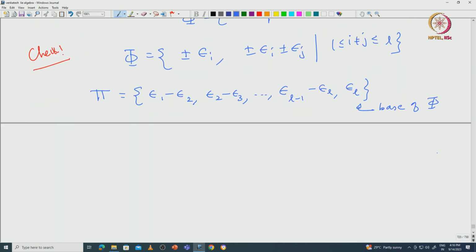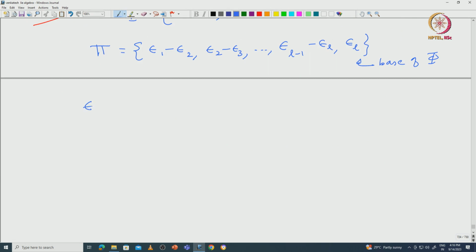So, now why is this a base? It is not hard to see. You can write epsilon I as epsilon I minus epsilon I plus 1 plus etcetera plus epsilon L minus 1 minus epsilon L plus epsilon L. So, this is inside your positive roots phi plus.